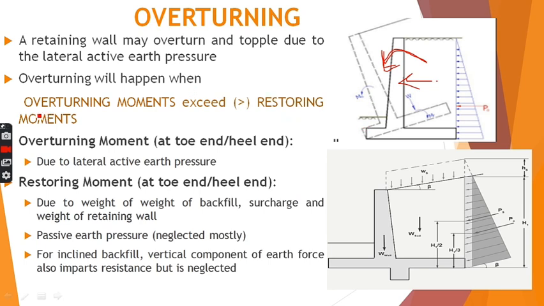Action is the one which creates failure and reaction is the one which prevents it and provides resistance to that particular action. Similarly here, for this overturning we will need another moment in the opposite direction which will prevent the overturning from happening. Some of the components of the retaining wall will lead to overturning and some of the components will lead to restoring or resisting. So it is very clear that this value should dominate this value so that our retaining wall remains stable. So the restoring moments should always be greater than the overturning moments.